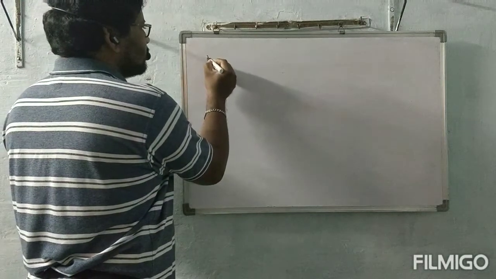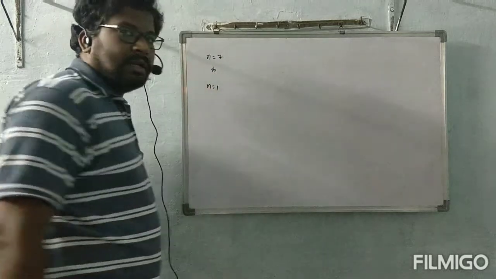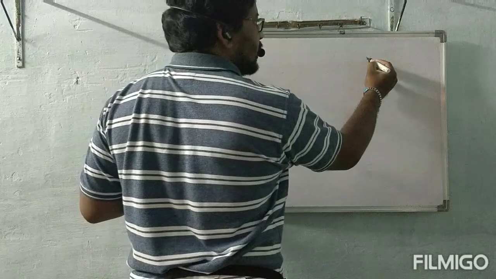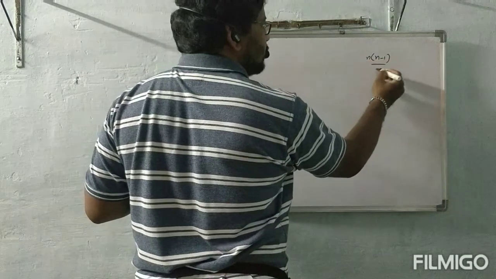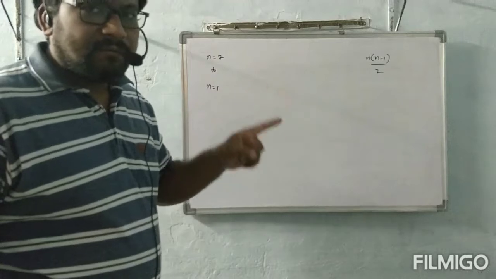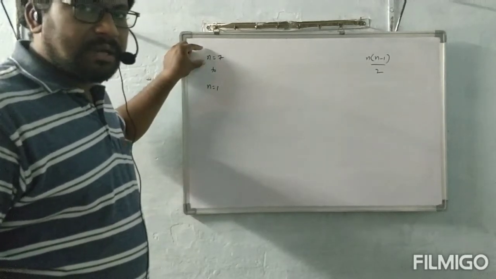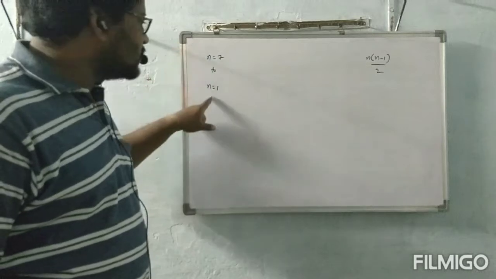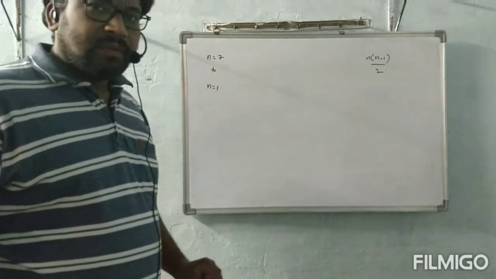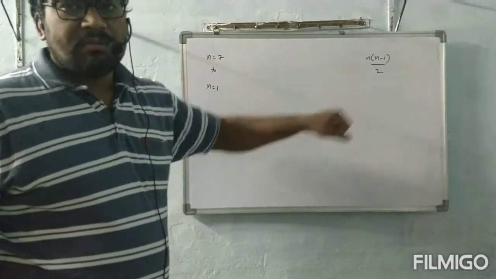If an electron jumps from n is equal to 7 to n is equal to 1, remember the formula I gave yesterday. That formula is n into (n minus 1) by 2. That formula is valid when the higher energy level can be anything, 6, 7, 8, whatever it is, but the lower energy level must be n is equal to 1. Then only this formula is valid.